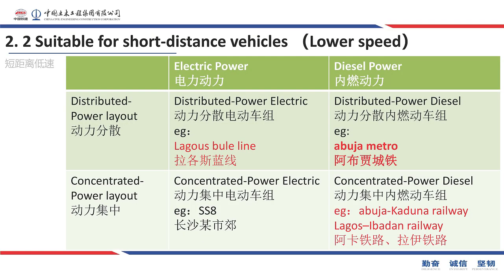Short-distance vehicles overview. Now let us turn to short-distance vehicles. These trains usually operate at speeds below 160 km per hour. They also come in both electric and diesel versions, and in either distributed or concentrated layouts.